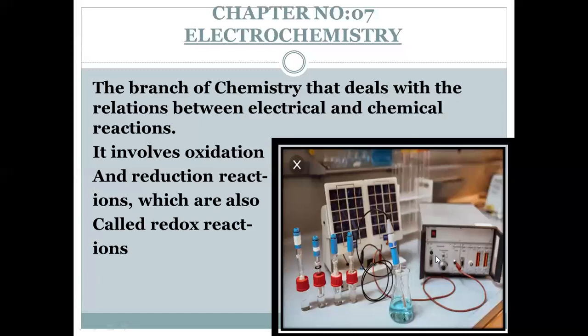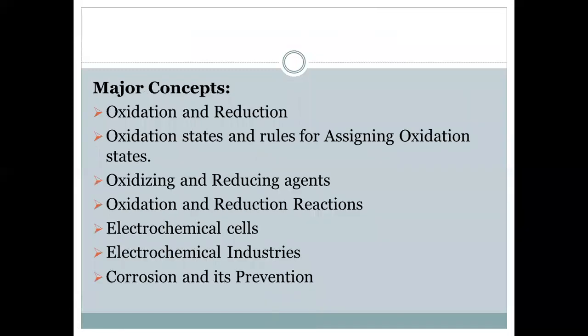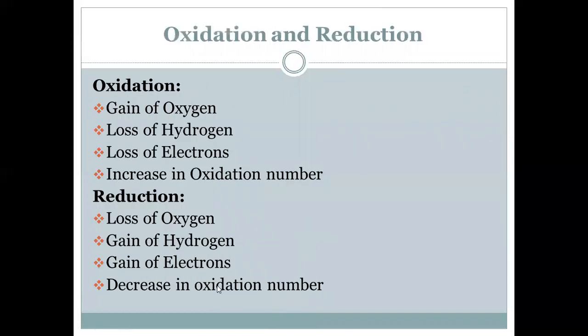So what is oxidation and reduction? Let's start it. But before starting, the major concepts which we will study in this chapter are oxidation and reduction, oxidation states and rules for assigning oxidation state, oxidizing and reducing agents, oxidation and reduction reactions, electrochemical cells, electrochemical industries, corrosion and its prevention. All these topics, inshallah, we will study in this chapter. First topic is oxidation and reduction.